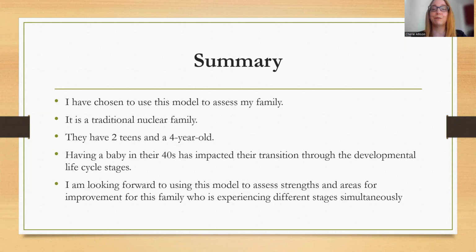In this family, which is simultaneously experiencing different stages, I look forward to using this model to assess their strengths and areas for improvement. I will also use this model to assess where adequate support or additional support is needed.